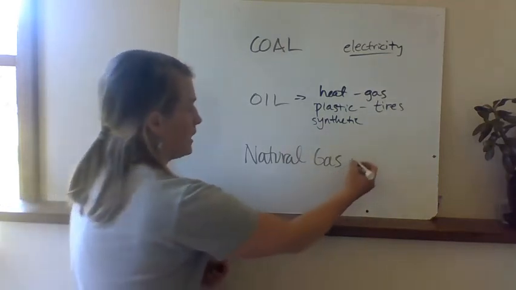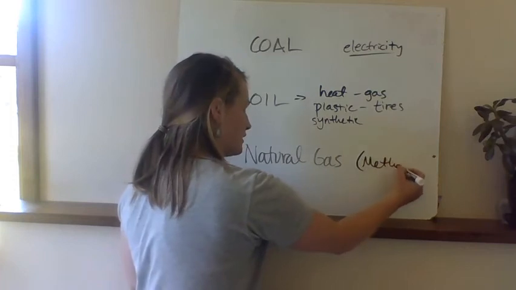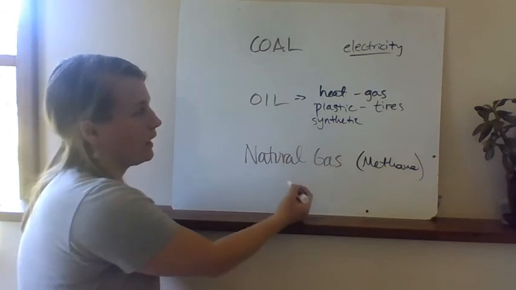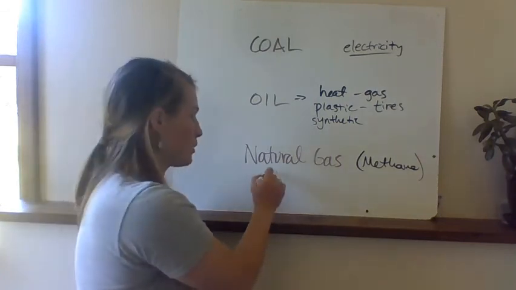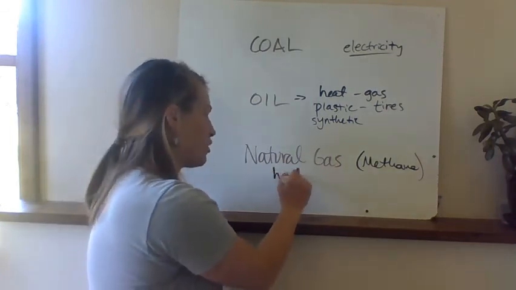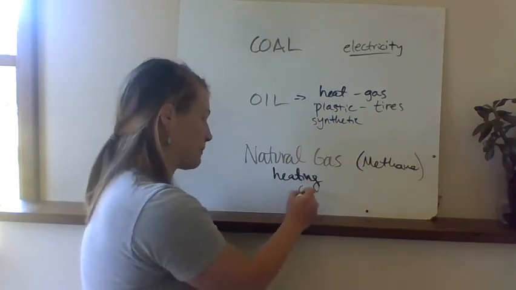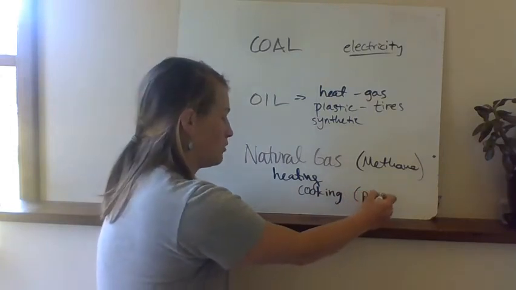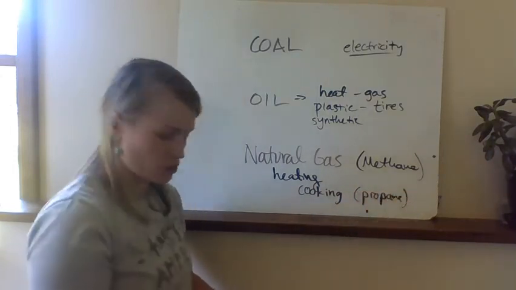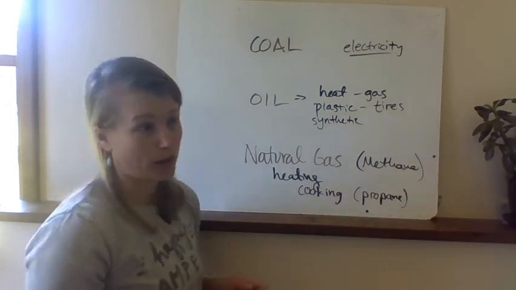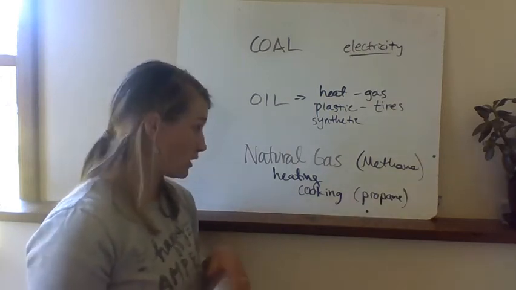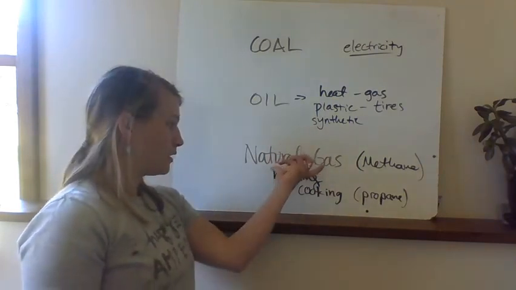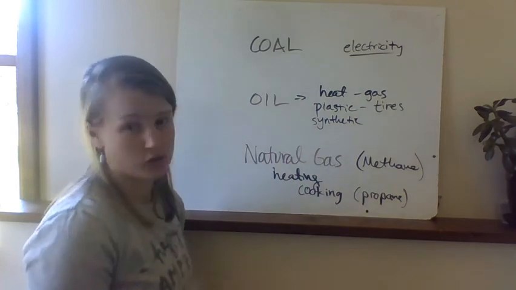Natural gas is essentially methane, and it forms near oil. And what we use natural gas for mostly is heating or cooking. So propane, which if you have a gas stove, it cooks on propane, or a gas grill, you're burning natural gas, and it is a fossil fuel.